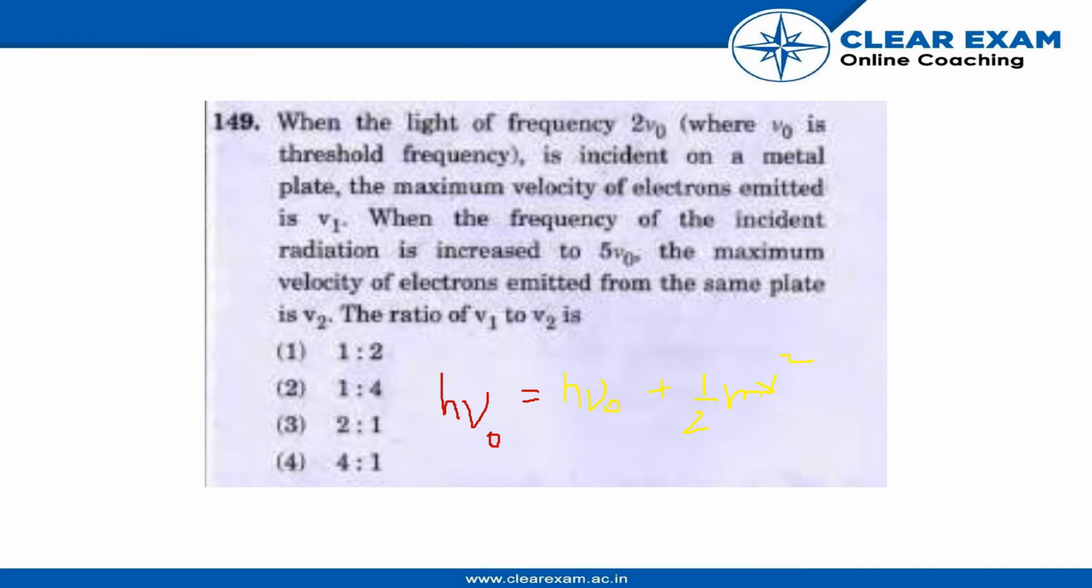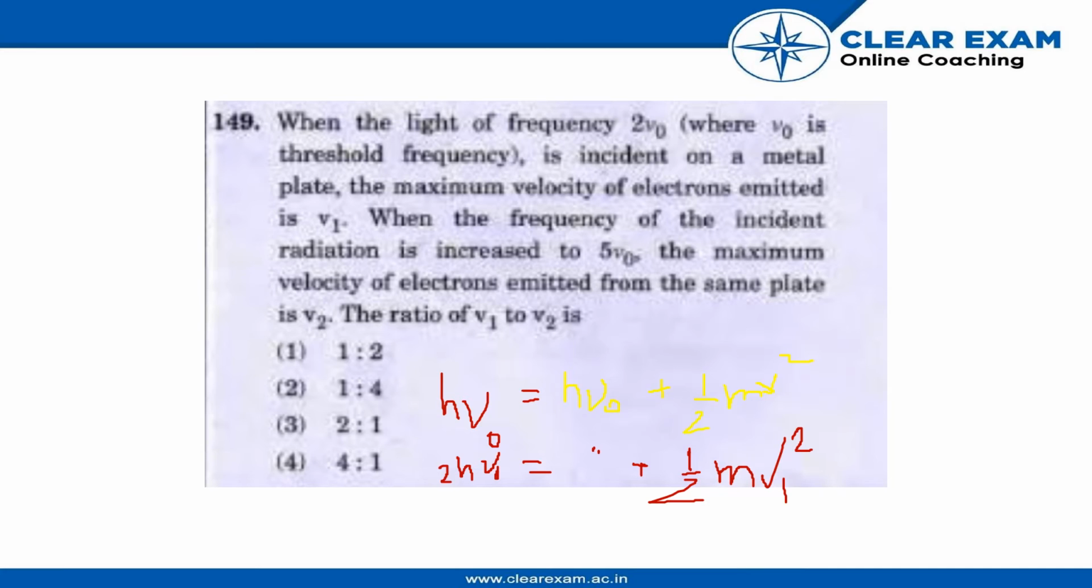Now as it was given that the frequency will be 2ν₀, we are going to use 2hν₀ is equal to the same as above, hν₀ plus half mv square, where v is v1.